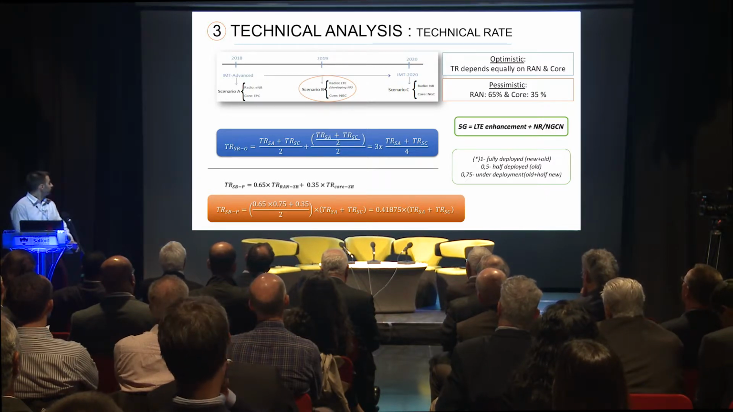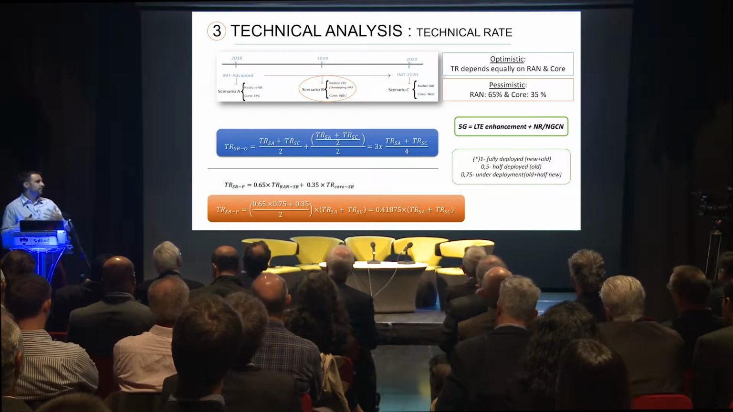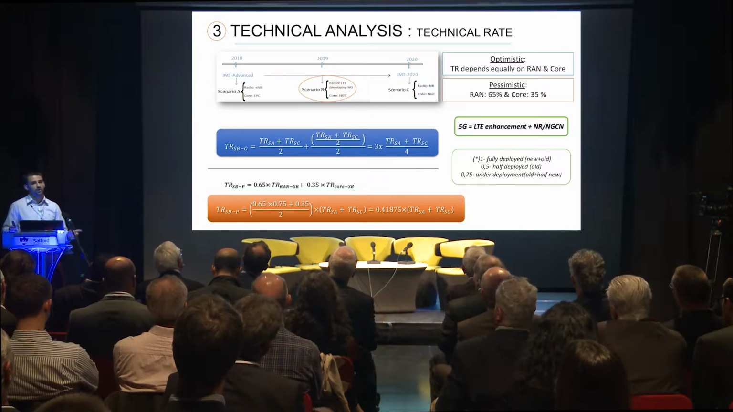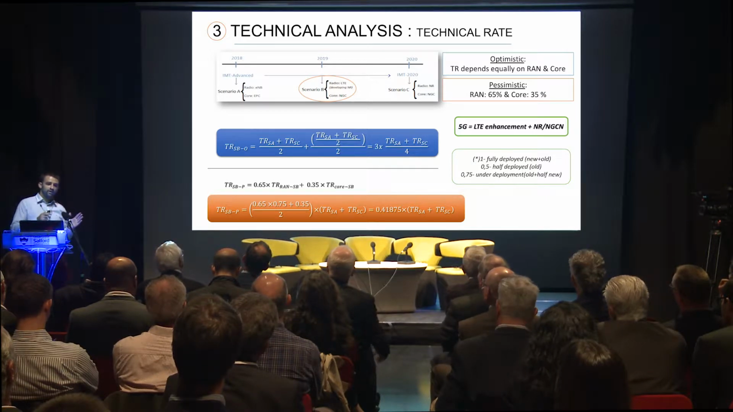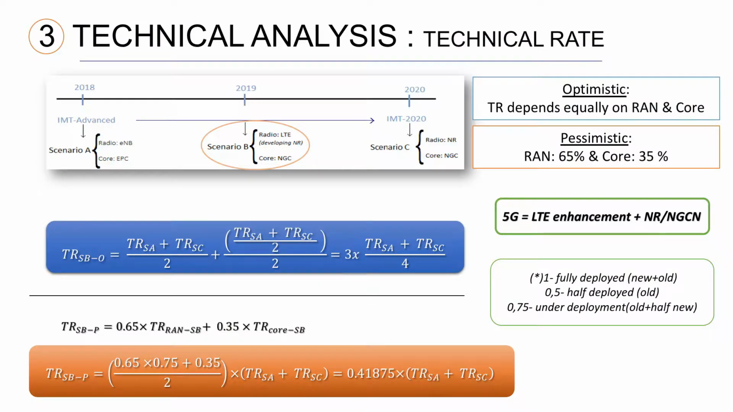Okay, so that's pretty clear for scenario A and C, since they are directly related to one IMT stage. But scenario B is not related to any IMT stage, so it's not that clear. What I did here is to make two assumptions. Assuming our self-defined metric, technical rate, depends equally on the RAN and the core, or that it depended more on the RAN, let's say at 65%, and 35% on the core network. I just made up some numbers and some equations which are not that interesting to explain here in this presentation, but it's very interesting to keep in mind that 5G will be heavily influenced by LTE enhancement.